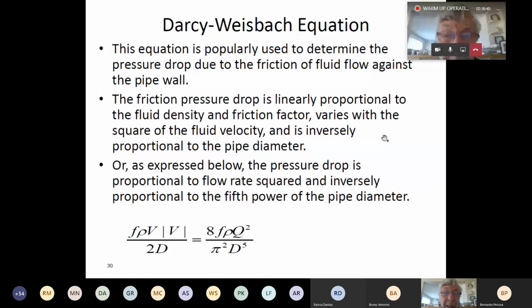The Darcy-Weisbach equation, which is very popular, is used to help us calculate the pressure drop on a given length of pipe. And so it's proportional to the flow rate squared, and it's inversely proportional, as it said, to the 5th power of the diameter. So you'll see here, 8F rho Q squared over pi squared d to the 5th will be a measure of how we use the Darcy-Weisbach equation. Let's go to 31.